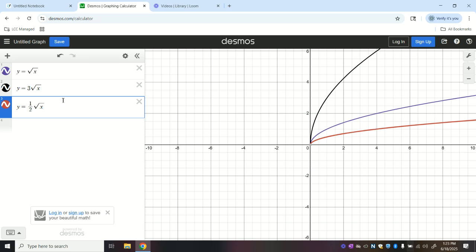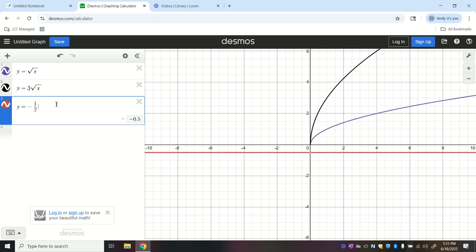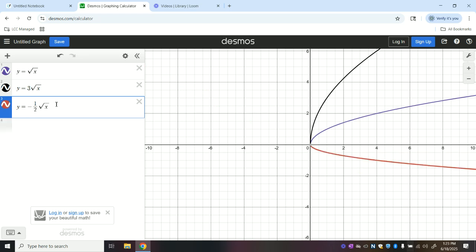All right, and then if I put a negative, say negative 1/2 square root of x, you can see it flipped it and shrunk it.